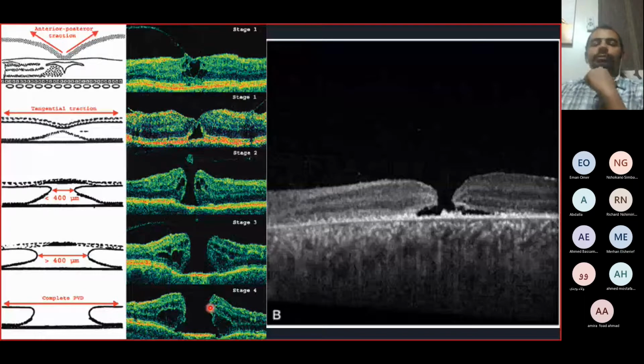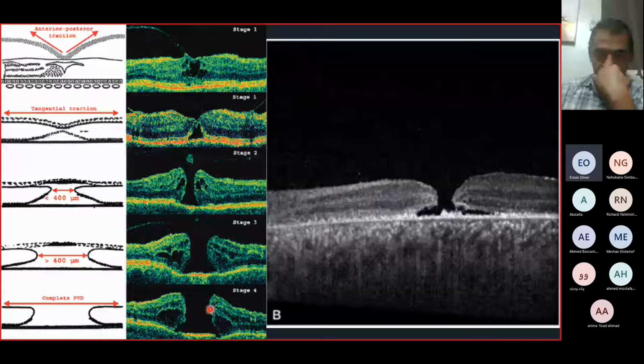So let me ask you, when should we intervene? Should we operate on all cases of idiopathic macular hole? According to the affection of the vision, and the stage and the cause. It depends on the stage of the hole. That's the important part. In idiopathic macular holes, we depend on the stage.